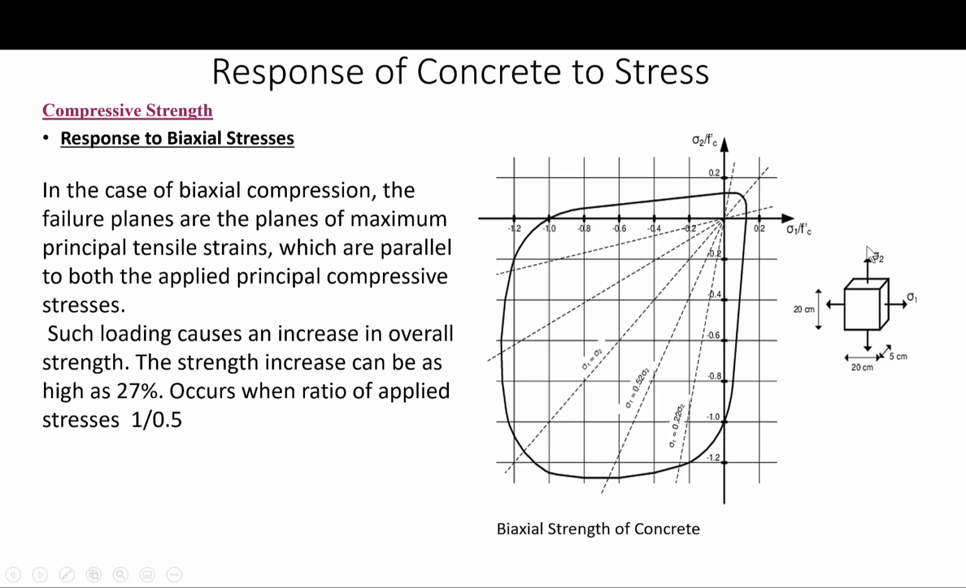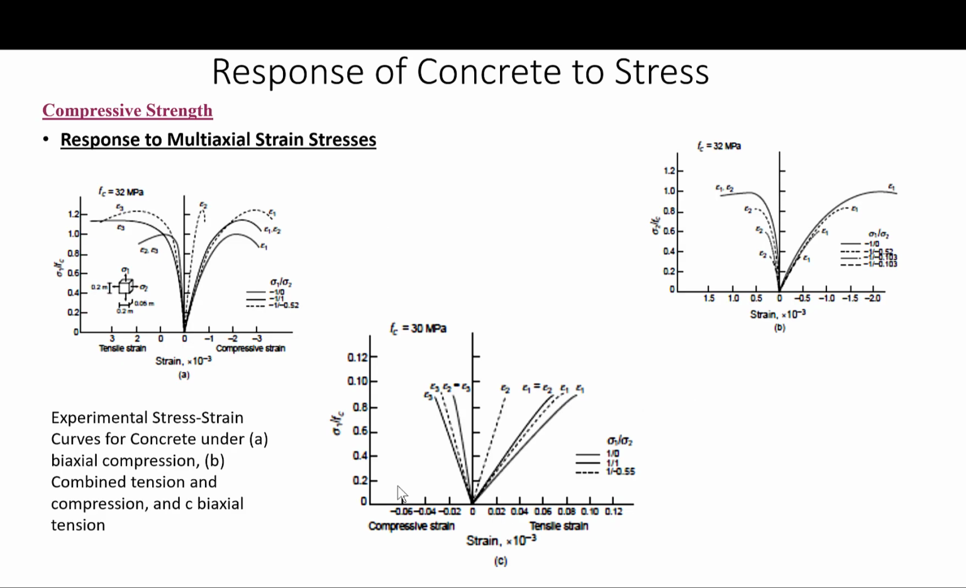So if we have a confining stress in the other principal direction, let's say in this direction, of 50% of the stress in this direction, the compressive strength will increase by about 27%. Okay. If we have a 1-to-1 ratio, the same stress in both directions, the increase in the compressive strength will be less, about maybe 16%, as I will show here. So let's talk more about the biaxial and multi-axial stress.